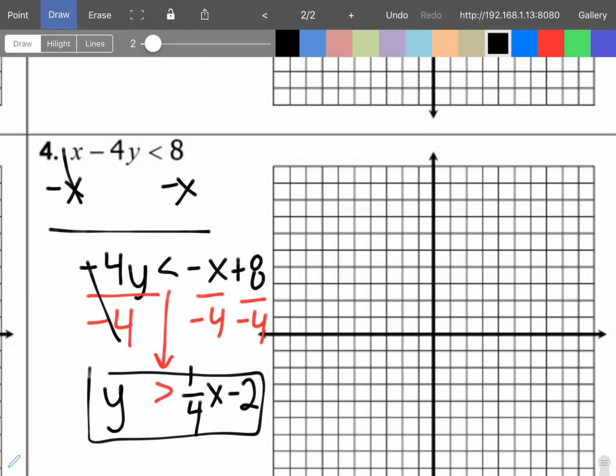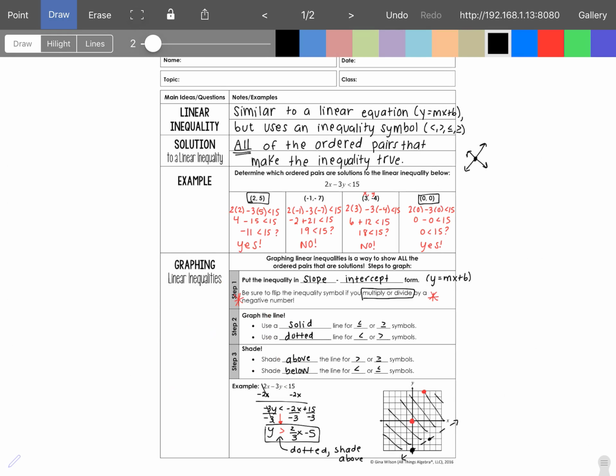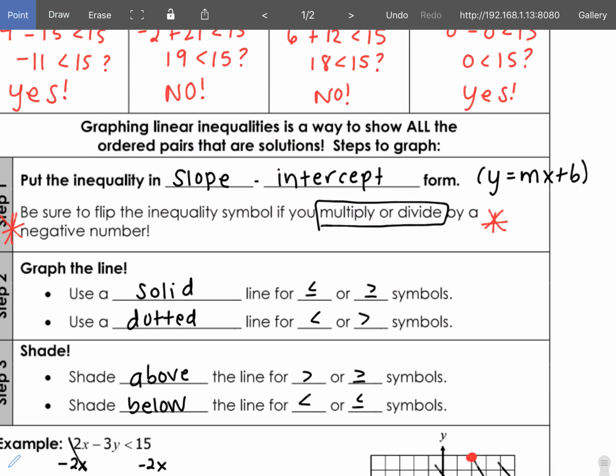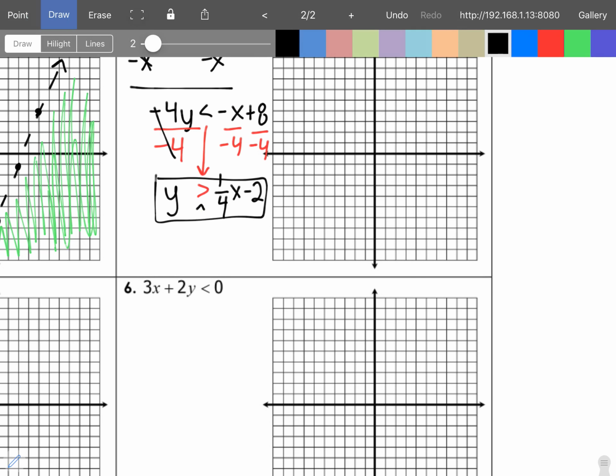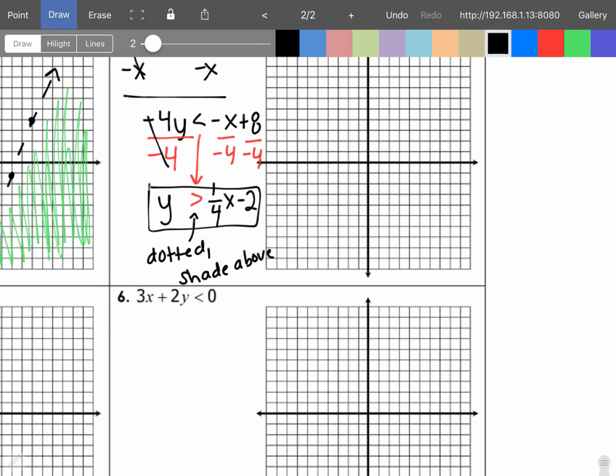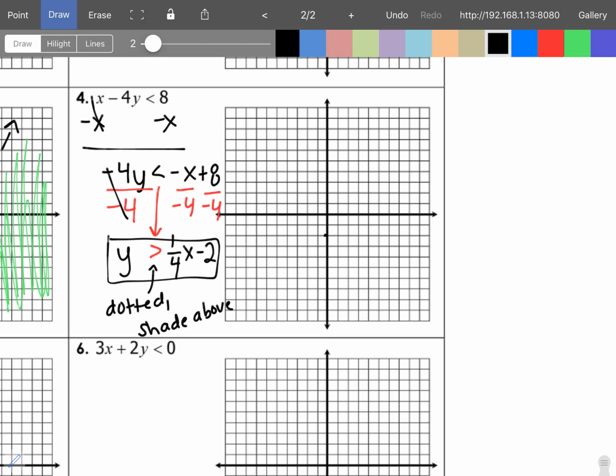Okay, so let's figure out what that greater than sign means. Greater than means a dotted line and shade above. Dotted, shade above. Okay, so let's graph it, negative 2, and then we're going to rise 1, run 4, rise 1, run 4.